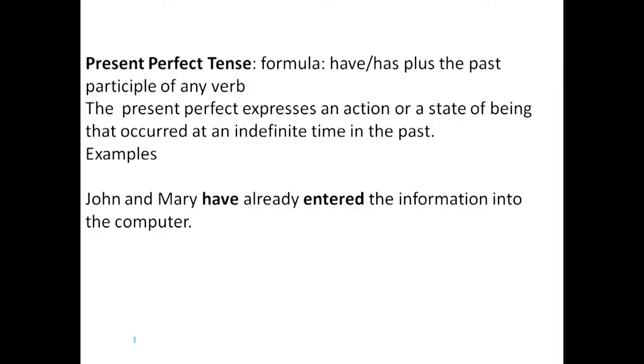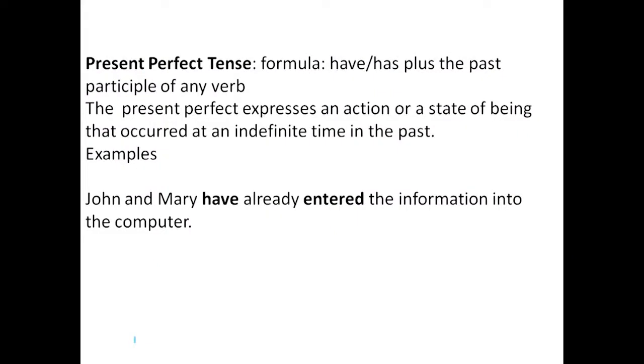Alright, we come down to the present perfect tense. The formula for the present perfect tense is have or has plus the past participle of any verb. Examples: have taken, have eaten, or has taken, has eaten, has flown, has imagined. We call those present perfect tense.